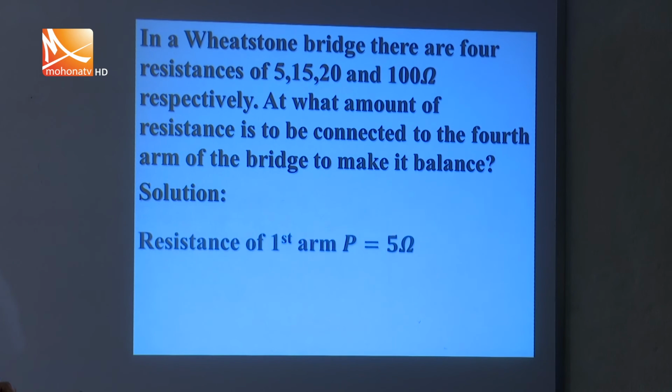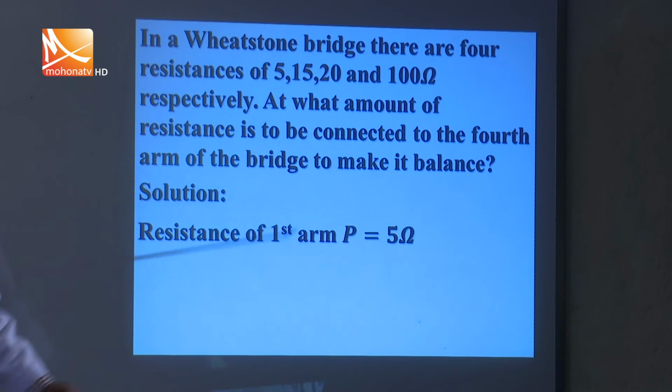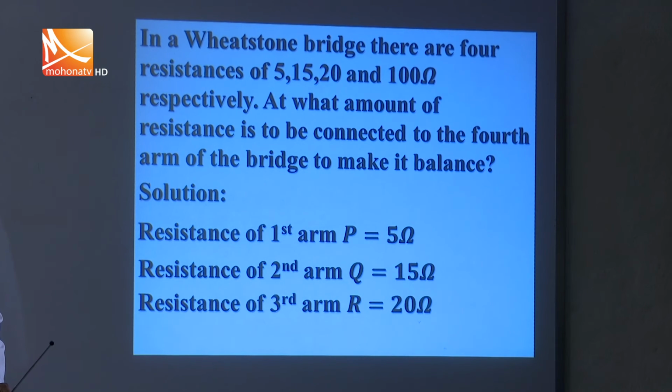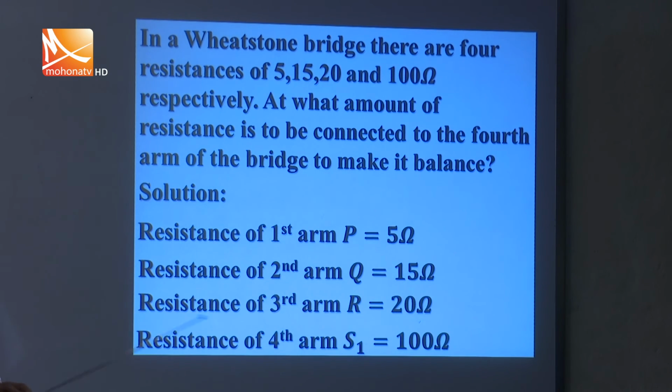So, what is the solution? The resistance of the first arm P, the second Q, the third R, and the 4th one, my dear student, this is not the exact value. So, you cannot write it as S, you have to represent it as S1. So, S1 equals 100 ohm. Now, you have to find the exact value of S.